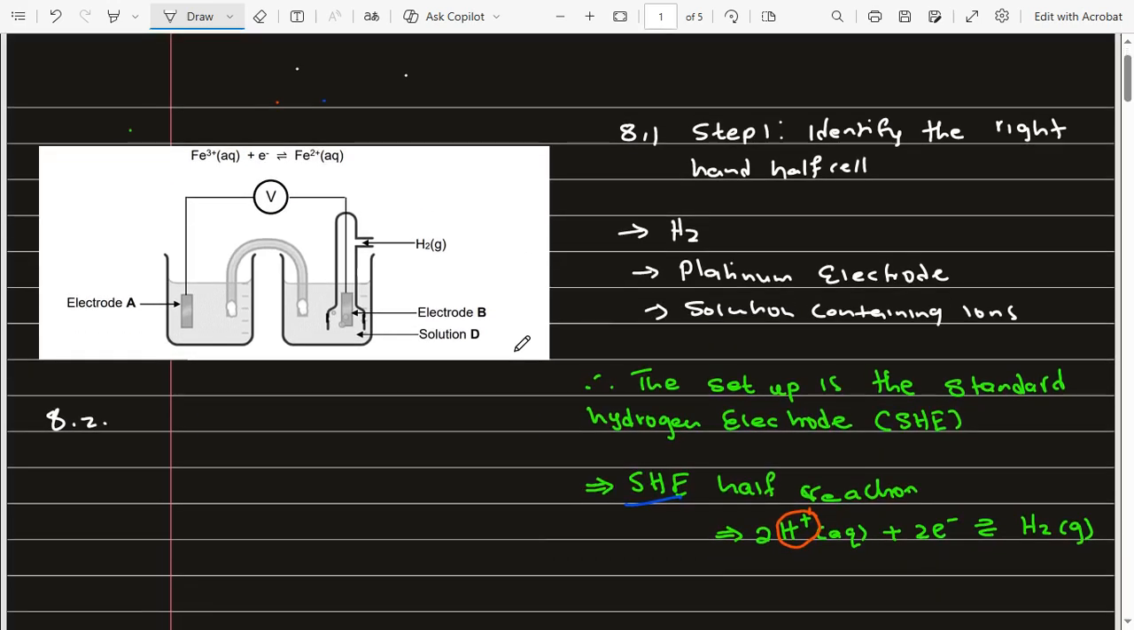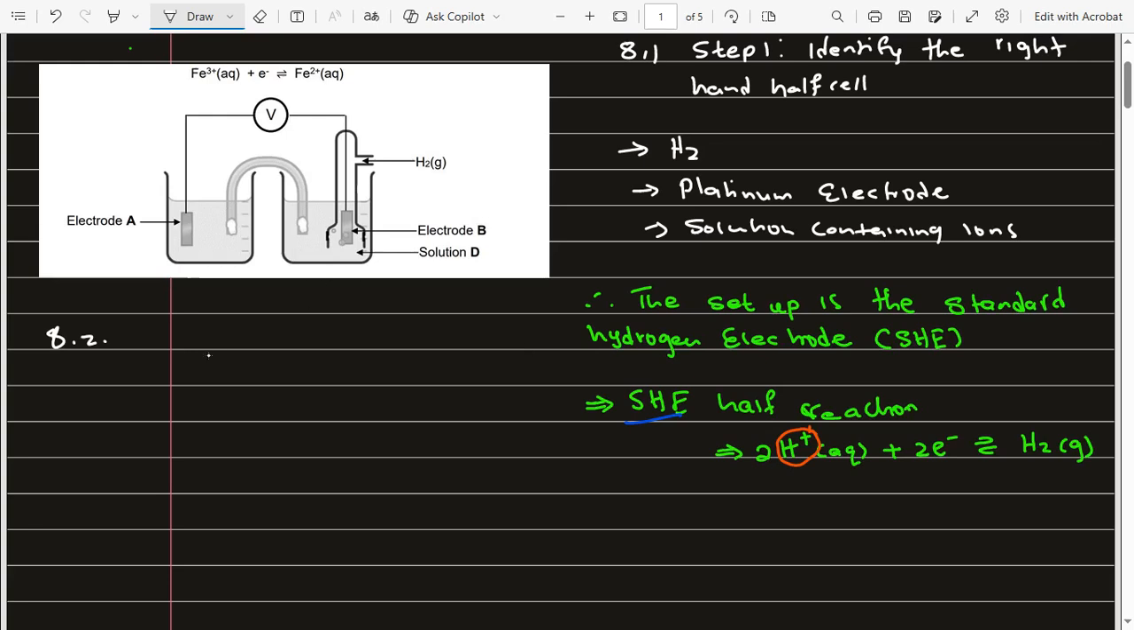So look at this diagram. We need the reading on the voltmeter. So what will be the reading on the voltmeter? The first step, I need you to understand what the standard electrode potential means. A standard electrode potential is measured relative to the standard hydrogen electrode.